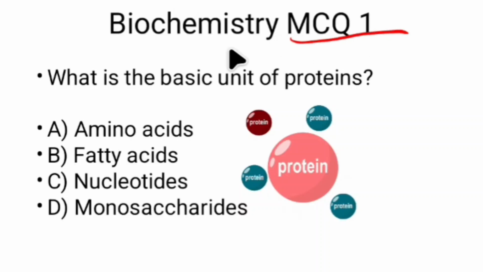Question number 1. What is the basic unit of protein? The correct option is A. Amino acid is the basic building block for protein.